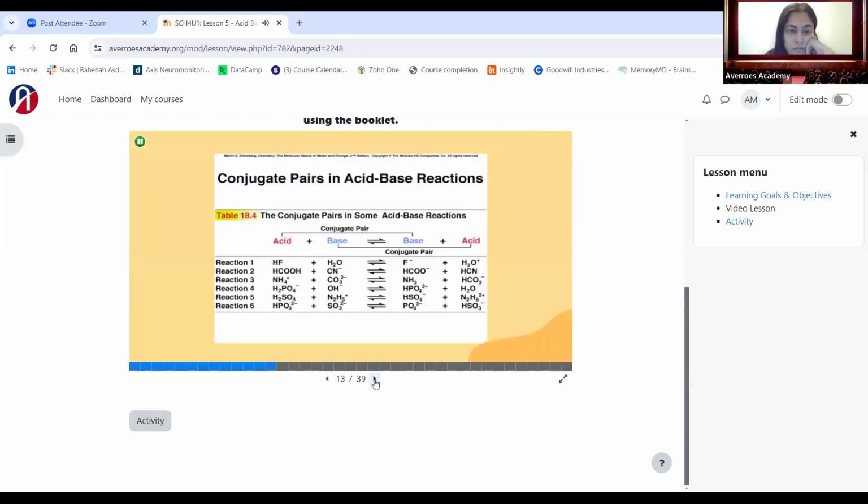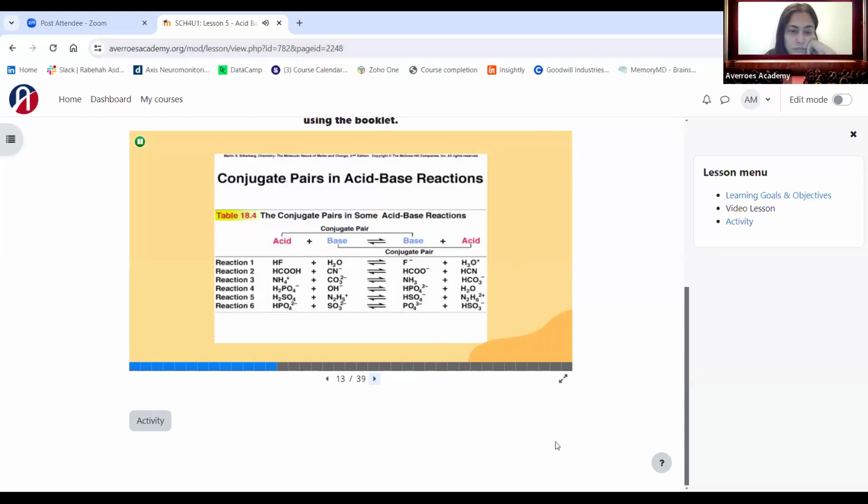And here's the table showing conjugate pairs in different, common acid-base reactions. There's six different reactions listed here, and they help you identify which one is the acid. So the acid is listed first in all of those reactions, followed by the base. And then you have the conjugate base and then the conjugate acid.